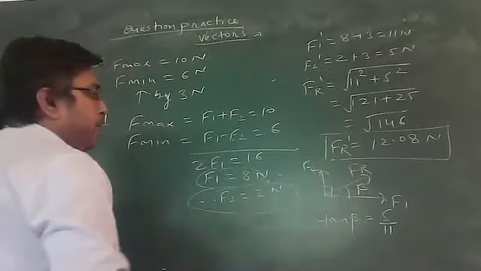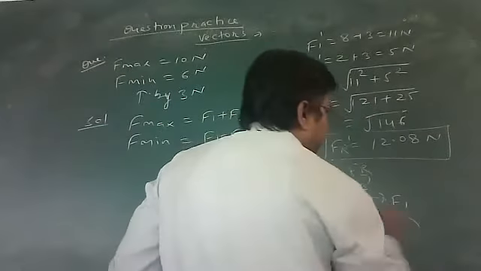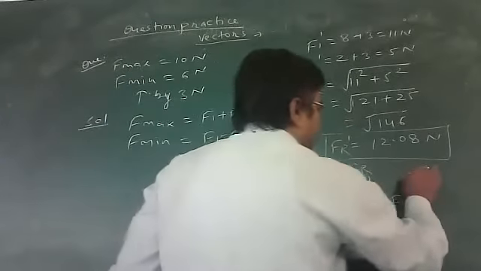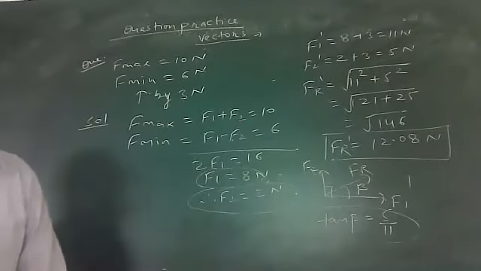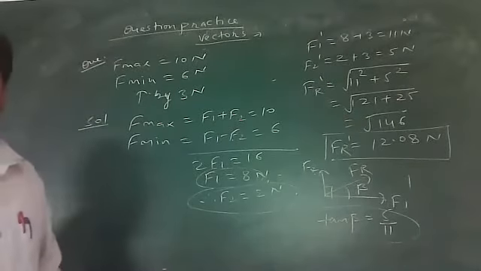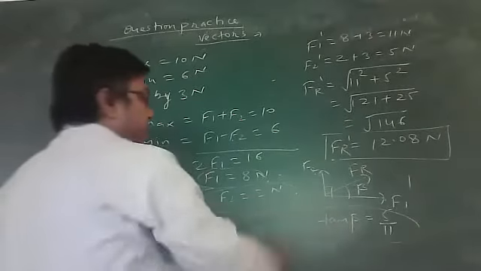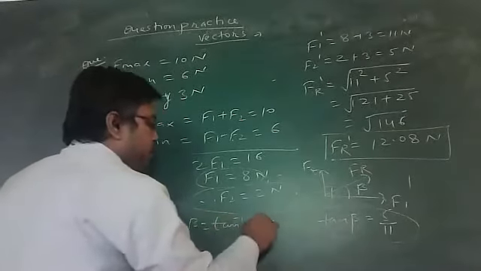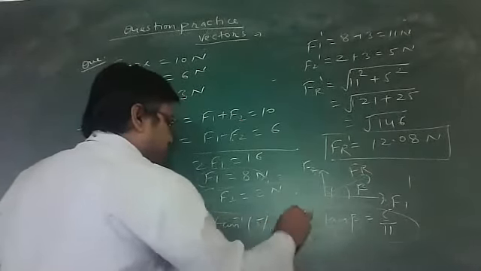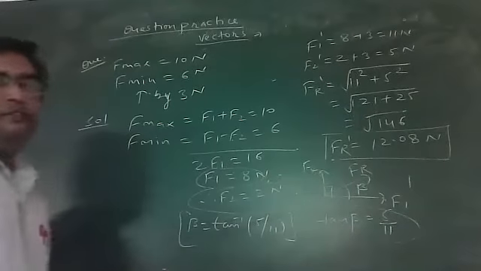Tan beta is equal to 5 by 11. From here, what is the direction? The direction will be beta is equal to tan inverse 5 by 11. That is the final answer. This is the direction, not tan beta. The final answer is beta, which is equal to tan inverse 5 by 11. That is the direction of the resultant from the F1 vector.